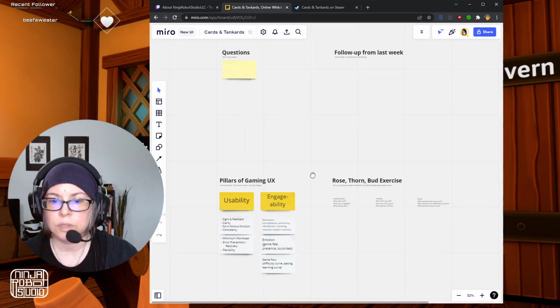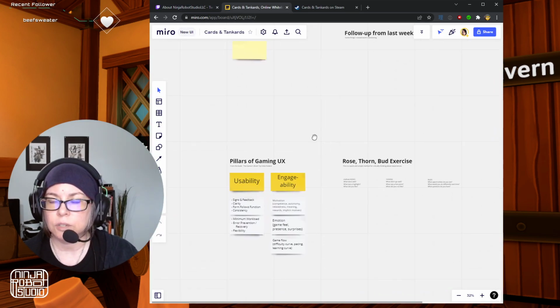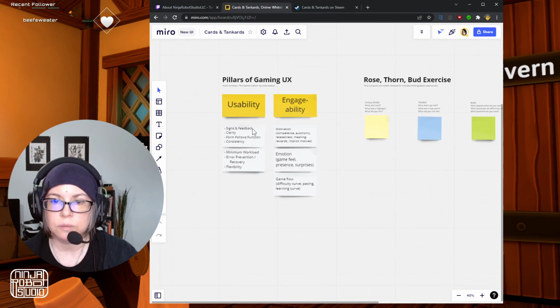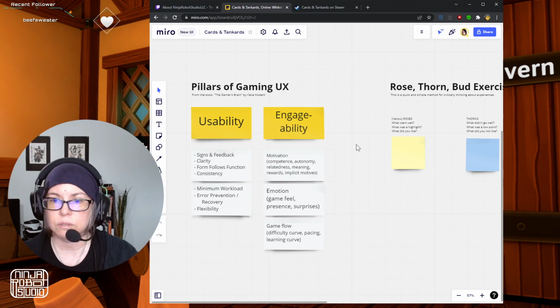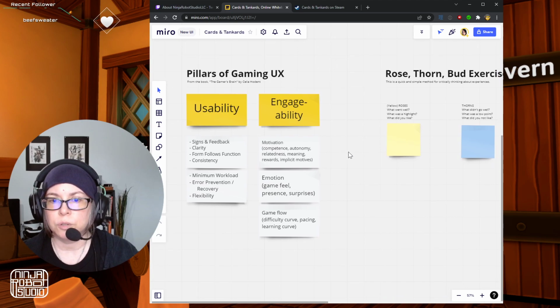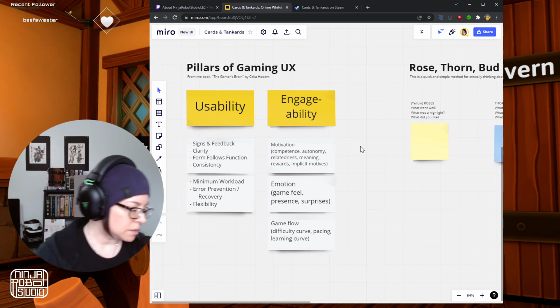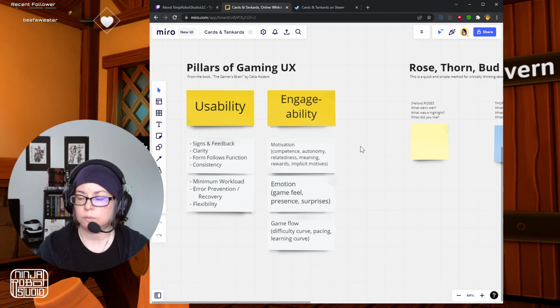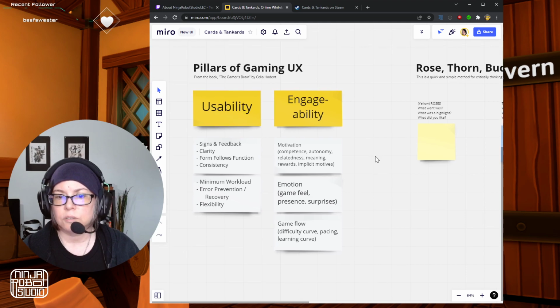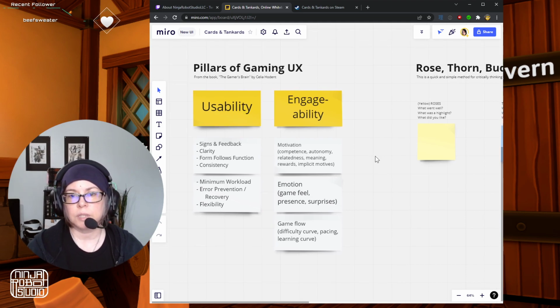I didn't have any questions or follow-ups from the last session, so let's quickly go over the pillars of gaming UX. This is from The Gamer's Brain that we will be using. We need to think about these things as we play through our games. These are taken from the Nielsen-Norman heuristics, but modified specifically for gaming.